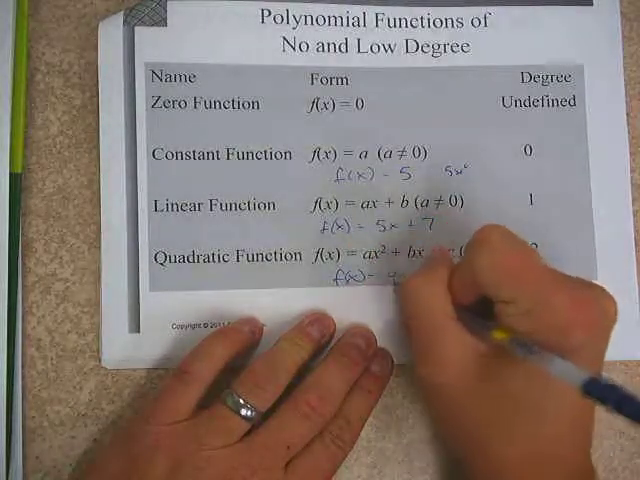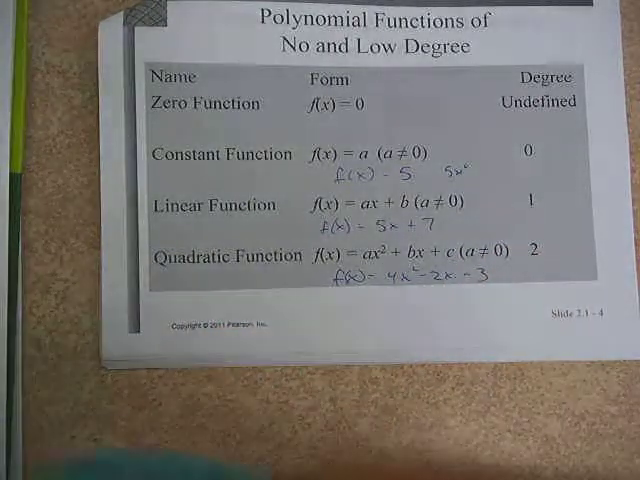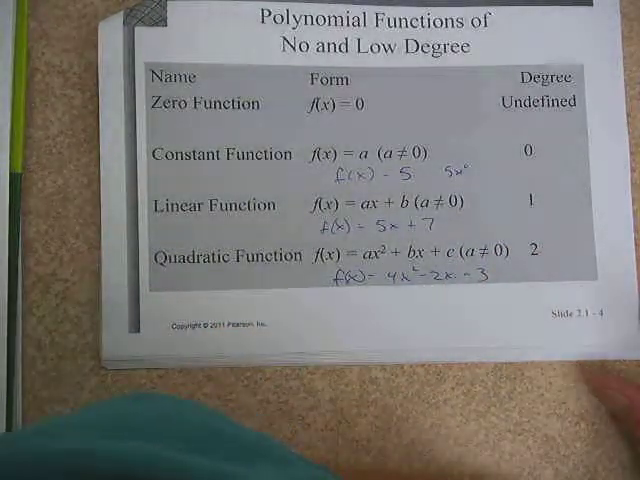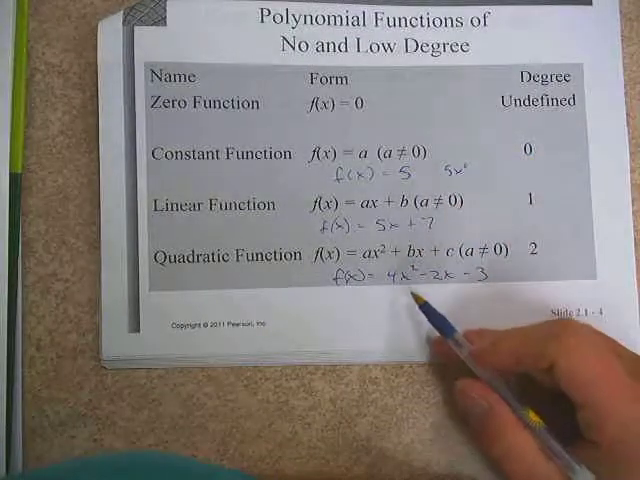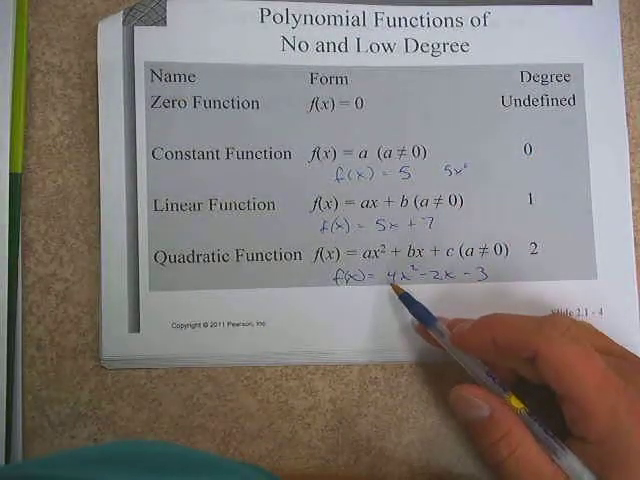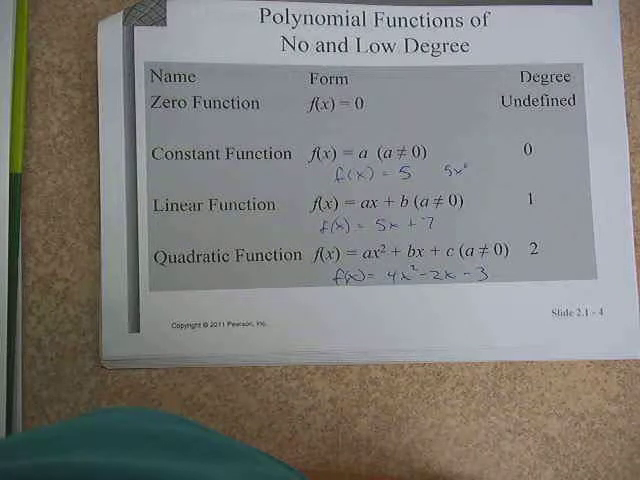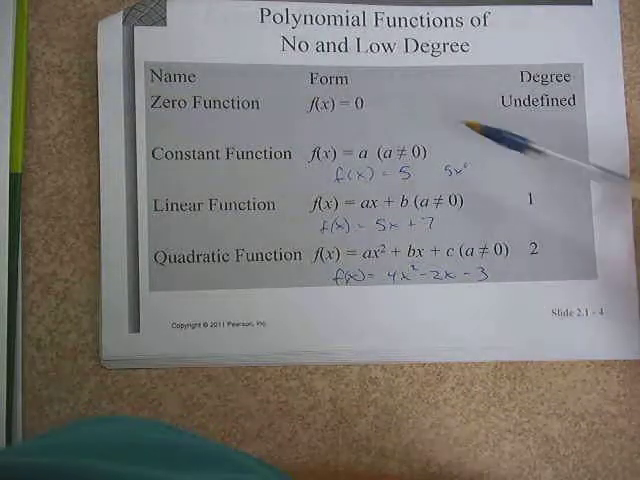And then the quadratic function, we've spent almost an equal amount of time dealing with quadratic functions. So if we had something like 4x squared minus 2x minus 3, that would qualify as a quadratic polynomial. It would be degree 2 because the highest power is 2 here. The leading coefficient, of course, would be 4 because it's the number in front of the highest powered term. Okay. All right. Questions so far?